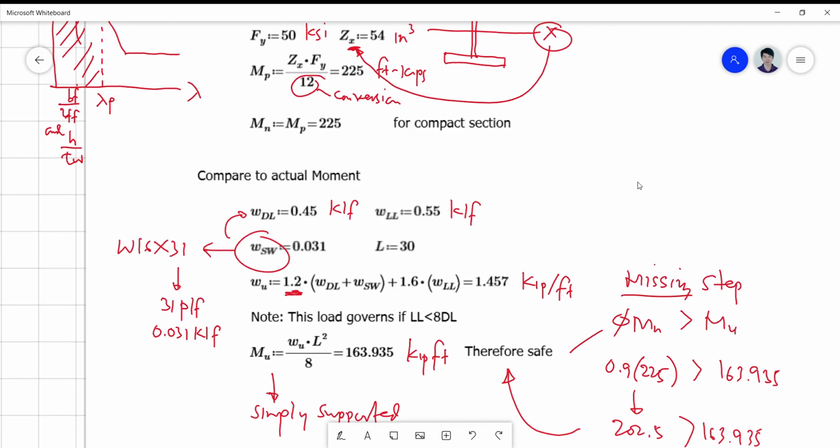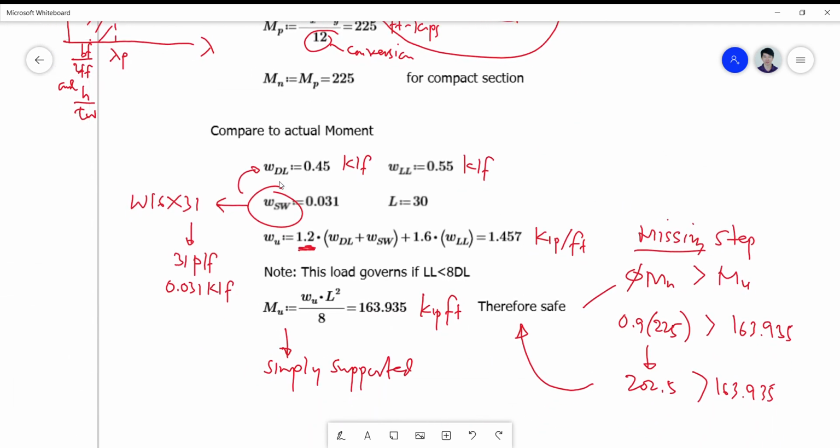Okay, and we compute for the actual moment on the basis of the service load, dead load, and live load, which is given. Of course, in the dead load, we have to add the self weight, no, of the beam itself, because it does not include the self weight yet. So for a W16x31, the self weight is 31 pounds per lineal foot converted to klf. So we simply add 0.031 to 0.45 and then multiply it by the factor 1.2, and for the live load, we simply multiply the given value by 1.6 to get your ultimate factored load.